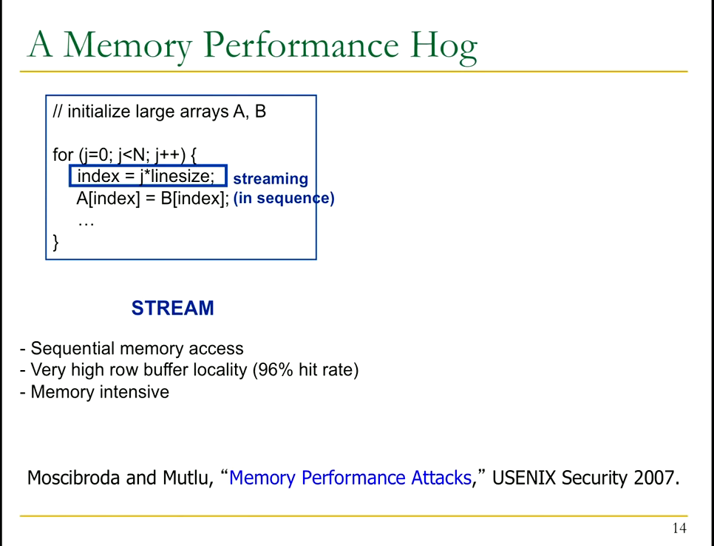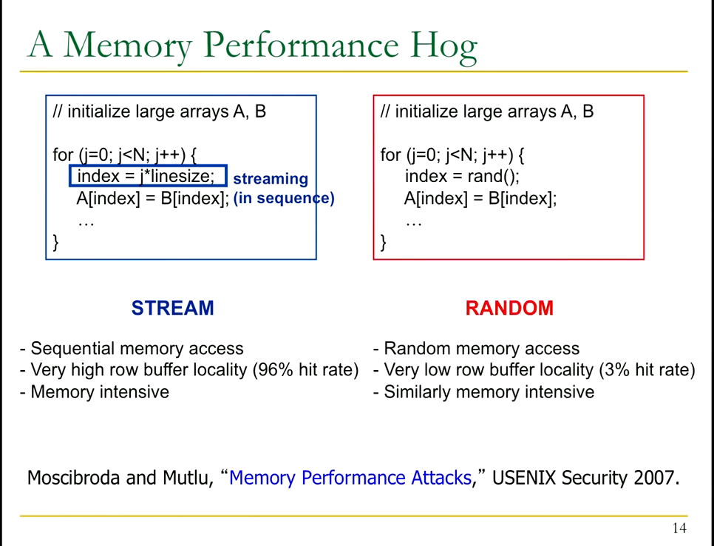Now let's take the opposite application, which is random. Basically, this is exactly the same program, except the copying happens randomly. You don't copy the same index in array B to the same index in array A, but you shuffle, if you will. You pick the index that you copy in a random manner. You don't access things sequentially. It turns out this has random memory access, very low row buffer locality, and is similarly memory intensive. Okay?